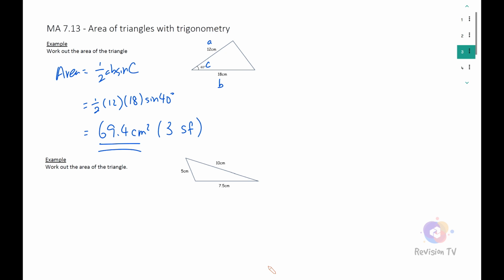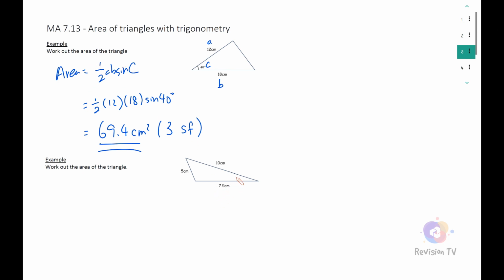Okay, right, next one. Work out the area of a triangle. This is a scalene triangle, so first thing you should come to mind is using half AB sine C when it comes to area of triangle. Basically, if you don't see a right angle, you don't use half base times height. You should be using half AB sine C.